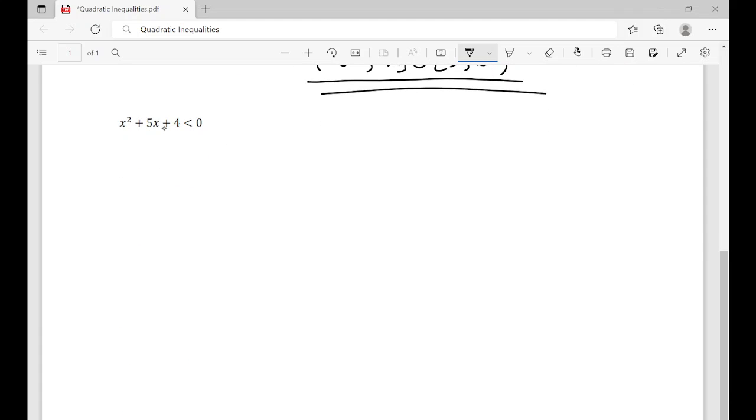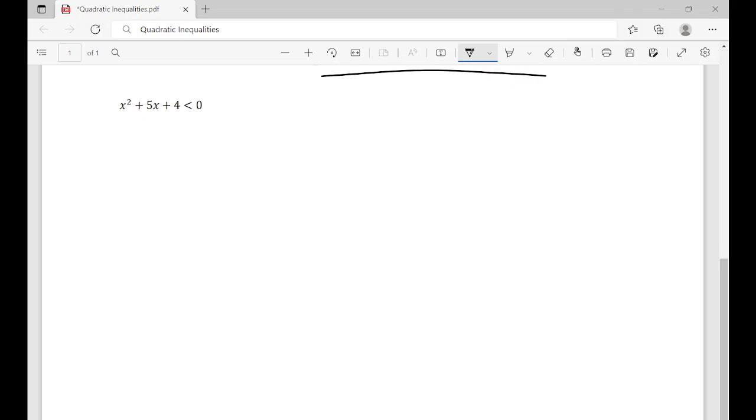Next, x squared plus 5x plus 4 is less than 0. It is not factored this time, so we're going to have to do a little bit of work to begin. So we're just going to factor this, and it's not too bad. It's just going to end up coming out as (x plus 4)(x plus 1). And now that it's factored, put each one equal to 0. So x plus 4 equals 0. x plus 1 equals 0. Now solve. Subtract the 4 over. x equals negative 4. Subtract 1 over. x equals negative 1. Not too bad.